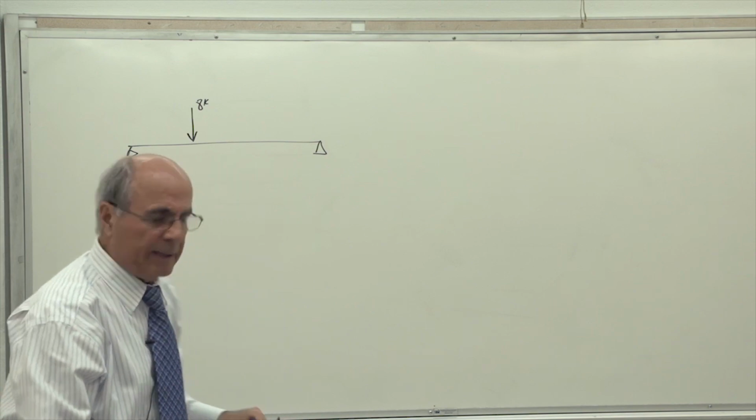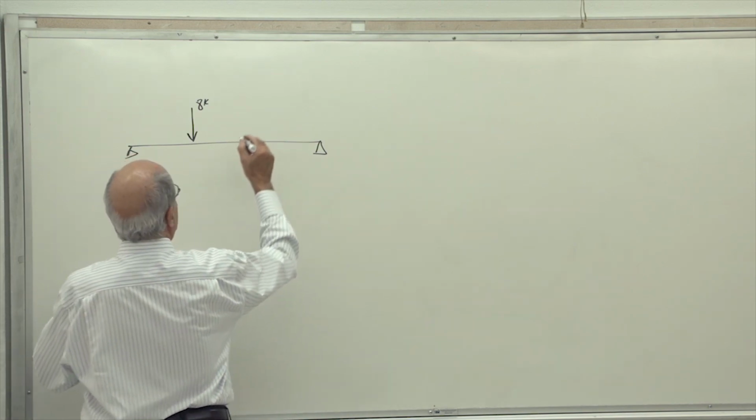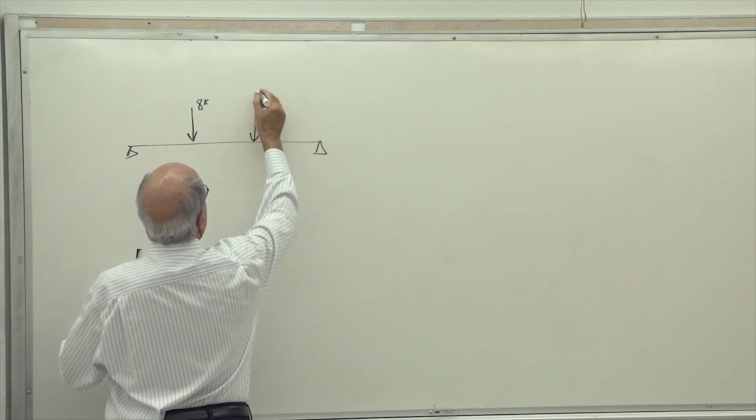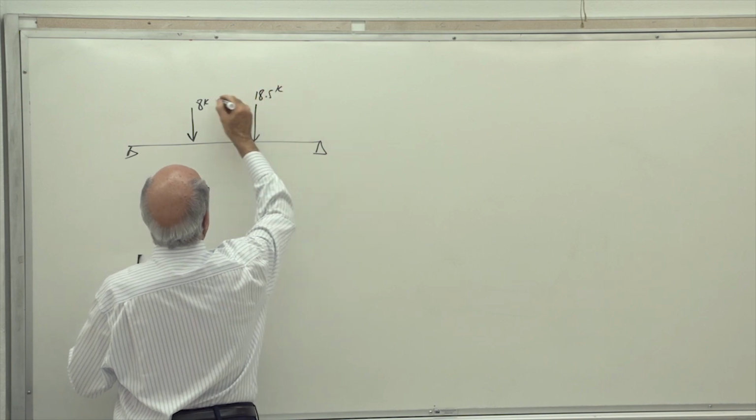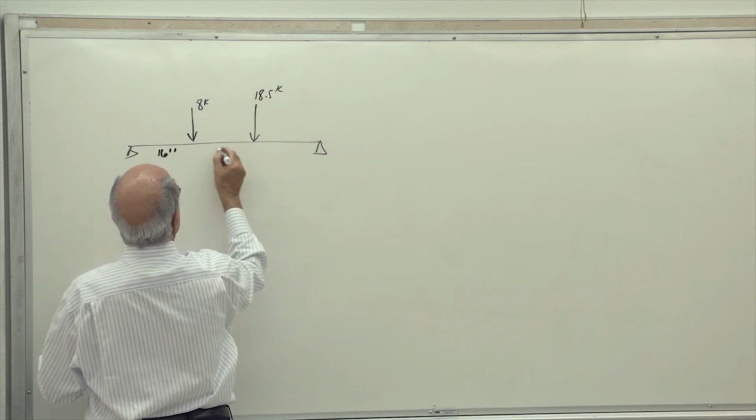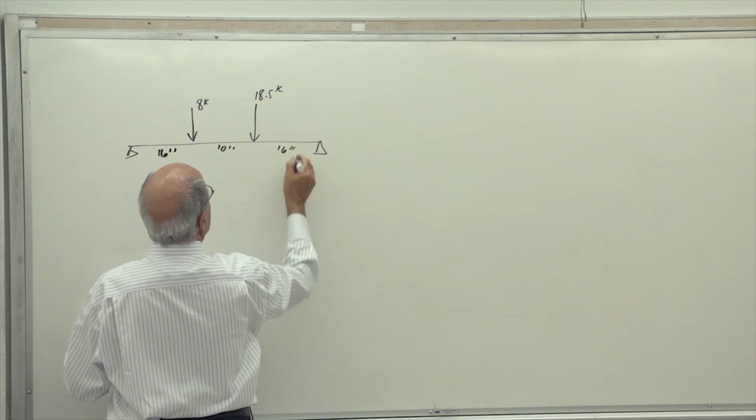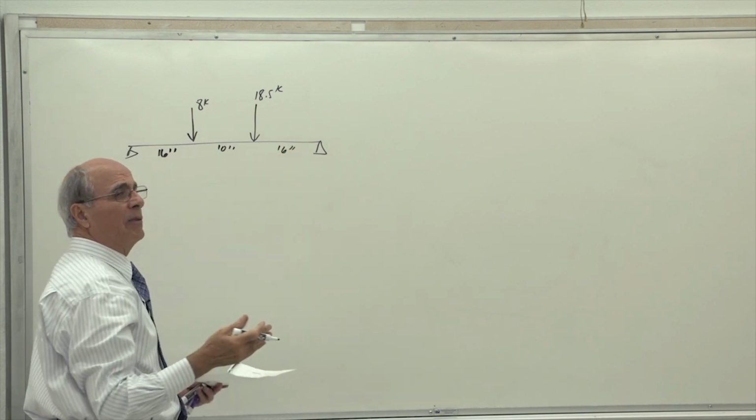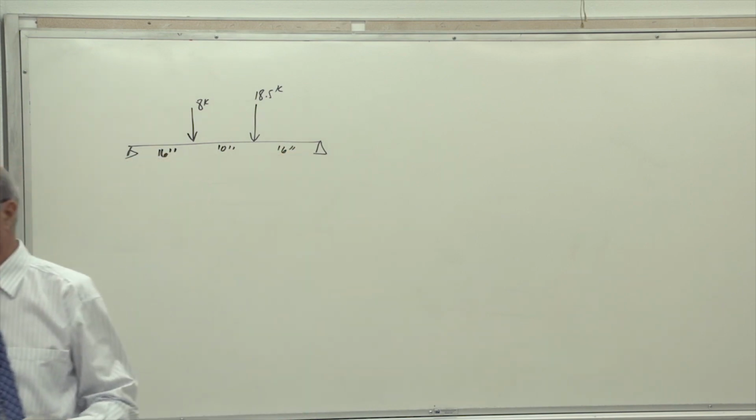Yes, 8. There is 8 kips there. Then there is another one, which is not in this case. There is another one, 18.5 K here. And then this is 16 inches, 10 inches, and 16 inches. Obviously, exactly what I said, some of you missed in your first example.